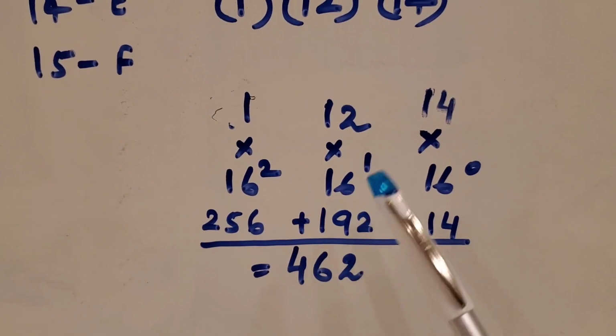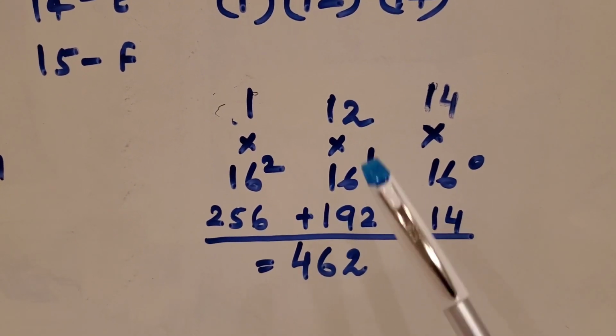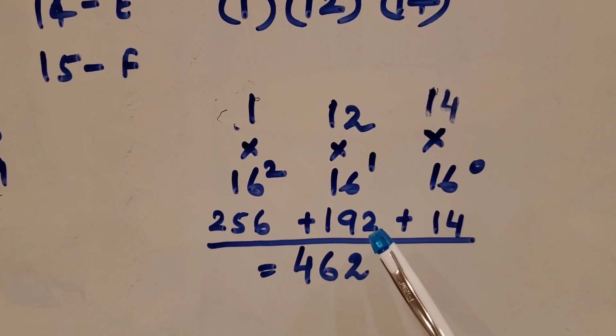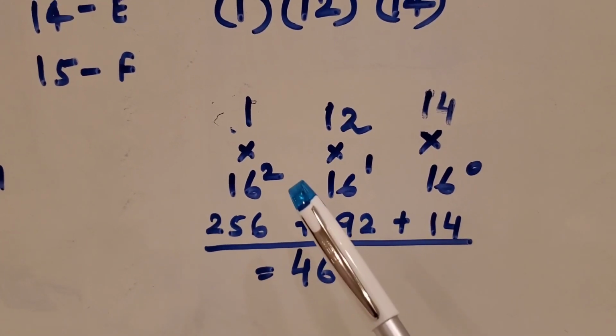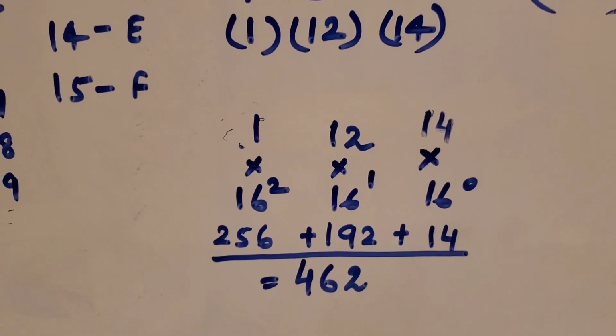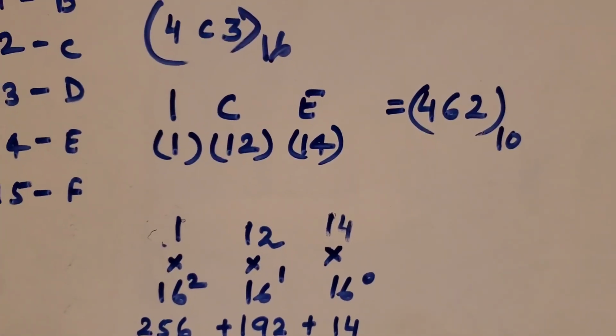And 16 to the power 1 is 16, into 12. We multiplied it and got 192. And 16 to the power 2 into 1, that is 256. So when we total it, it becomes 462, which is a decimal number.